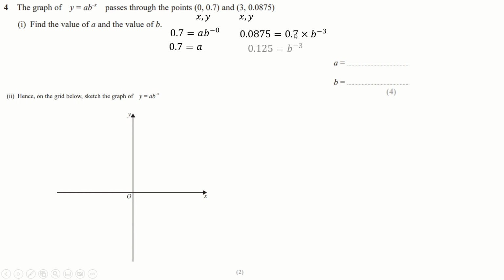Divide both sides by 0.7, and then you could do some stuff here, or you could just take the minus 3rd root of both sides, since that's totally allowed, and just type that in the calculator and you get b is 2, and those will be our two answers.